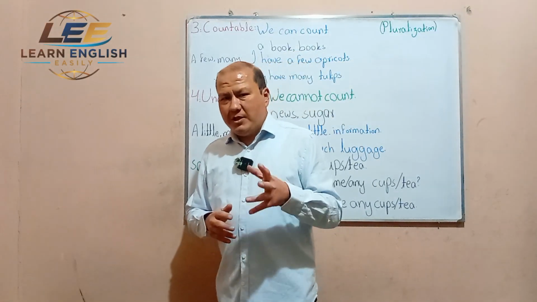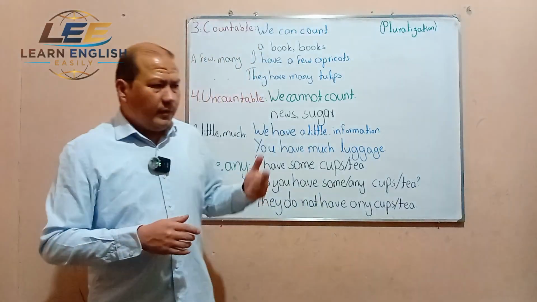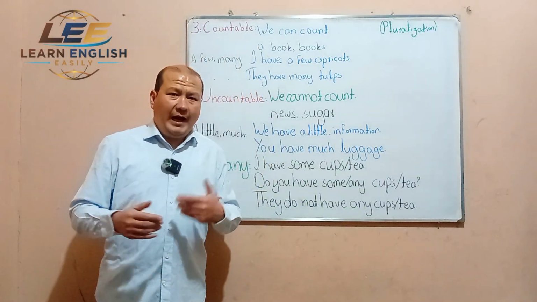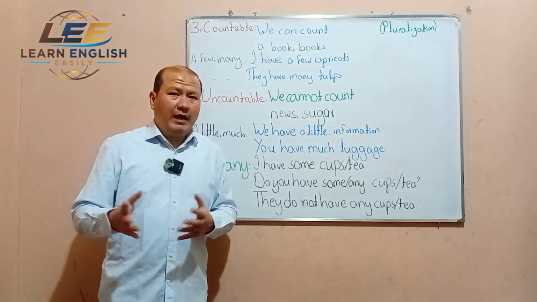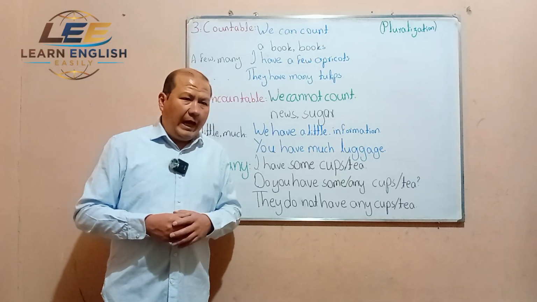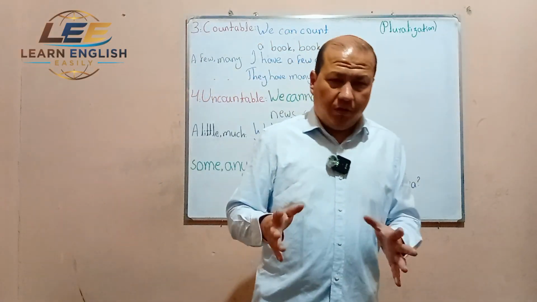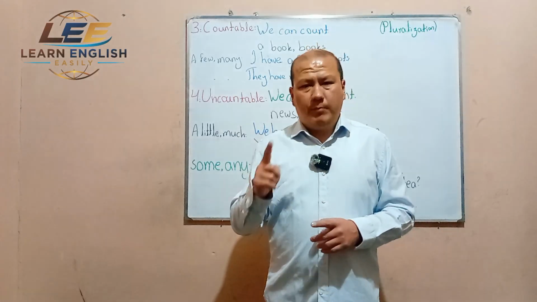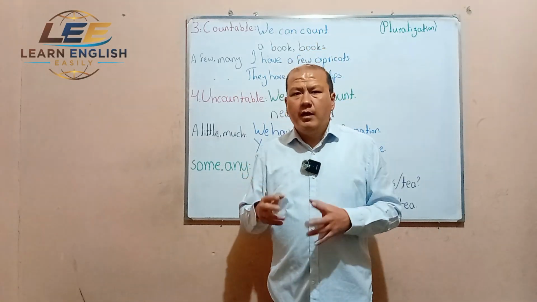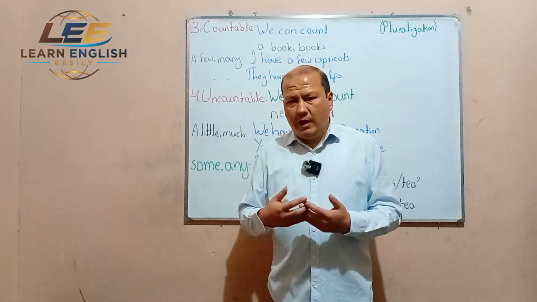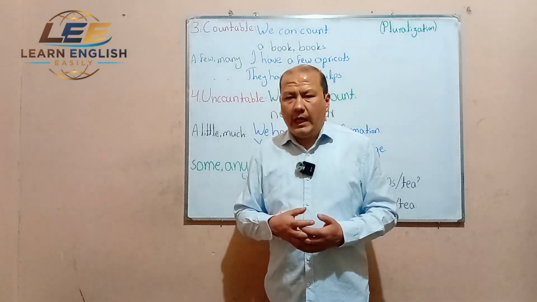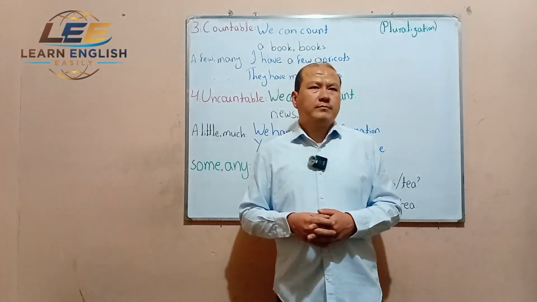We talked about some adjectives of quantity. For countable, we got a few and many. For uncountable, we got a little and much. And we also got two other adjectives of quantity that can be used with both, some and any. Some positive, any negative. And in interrogative, we can use both, though any is better.